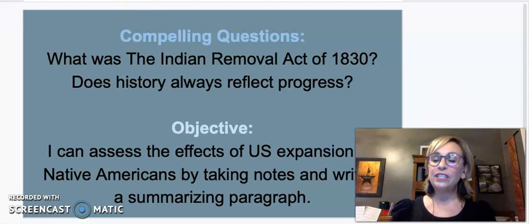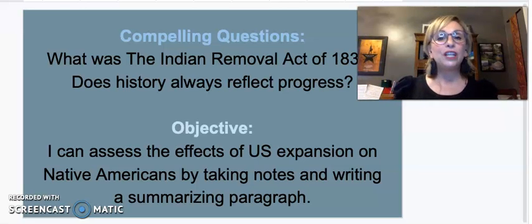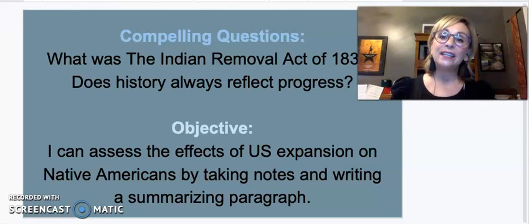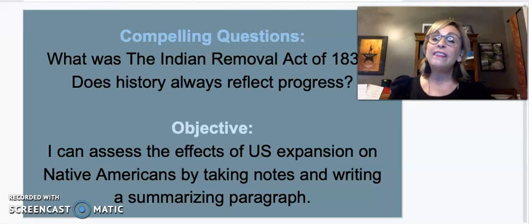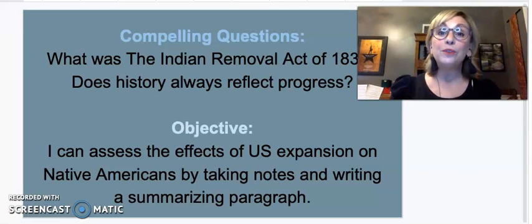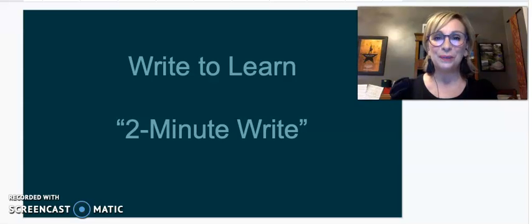And our objective for the day, I'm going to move my picture there so you can see it better. The objective for today is I can assess the effects of U.S. expansion on Native Americans by taking notes and writing a summarizing paragraph. So at the end of our time together, you are going to write a paragraph that will summarize all of your learning. But don't worry, we are going to set you up to write this paragraph really easily because we're using a strategy called Write to Learn.